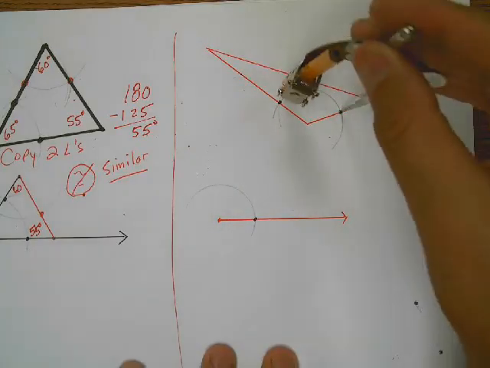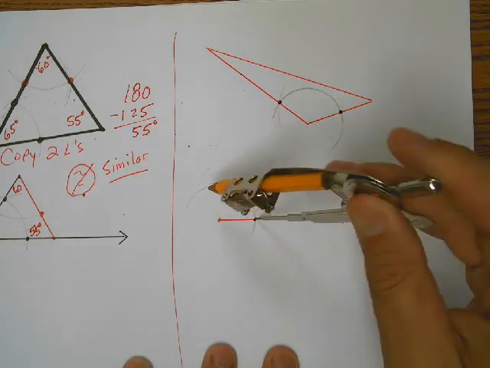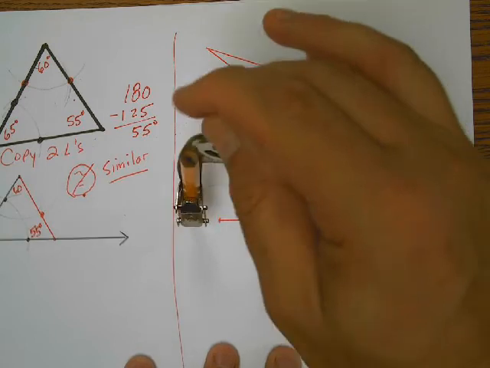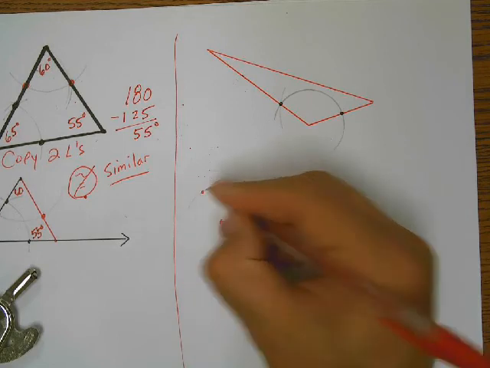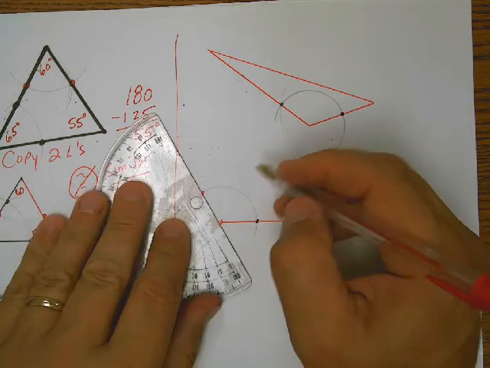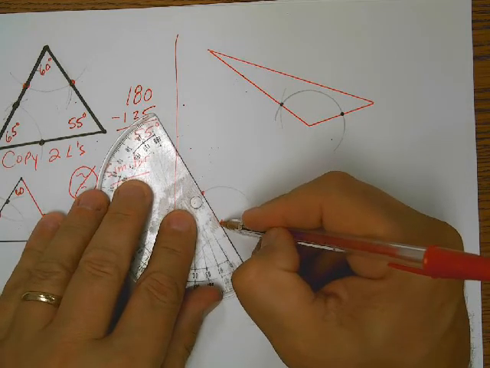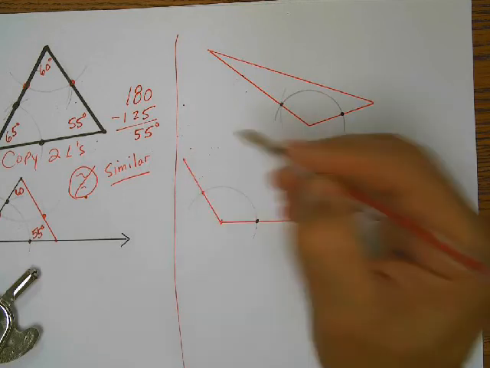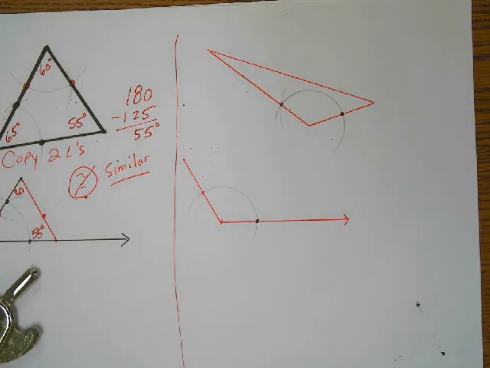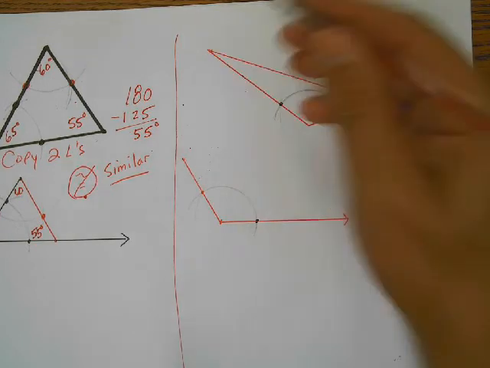Want to be precise, go to the point of intersection on the ray. Don't use the end point. Connect the point of intersection with the end point, which is going to become my vertex. All right, now I'm going to copy this angle right here. This is a small angle.